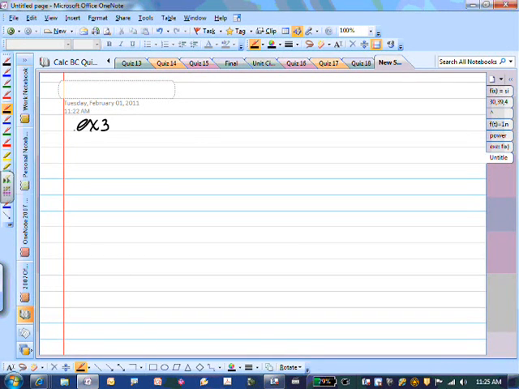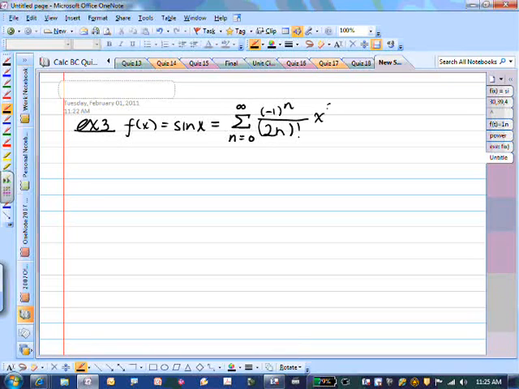For our third example, we're going to look at sine of x and see what else could happen with these intervals of convergence. Keep in mind the function for sine of x in sigma form was the sum from n equals 0 to infinity of negative 1 to the n, all over 2n factorial, and then x to the 2n. Okay, so let's run our test.